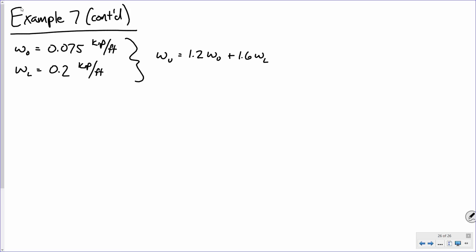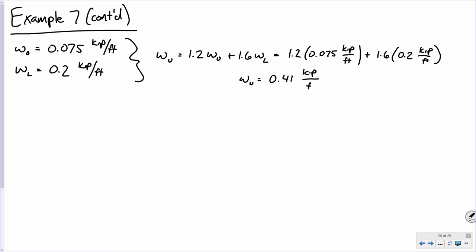Gotta do the load factoring. We're dealing with LRFD, ultimate strength design here. So 1.2 times 0.075 kip per foot plus 1.6 times the live load in kip per foot gives about 0.41 kip per foot. Now what do I do?